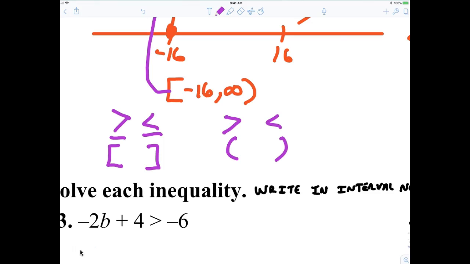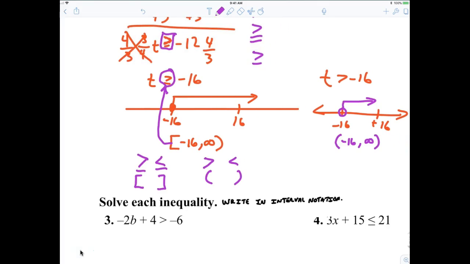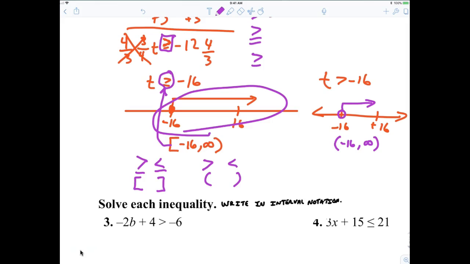I understand the line that comes like this? The arrow. You don't understand that? Okay, so if I'm greater than negative 16, that means I'm going to the right. If I'm less than, I'm going where? To the left. All right.